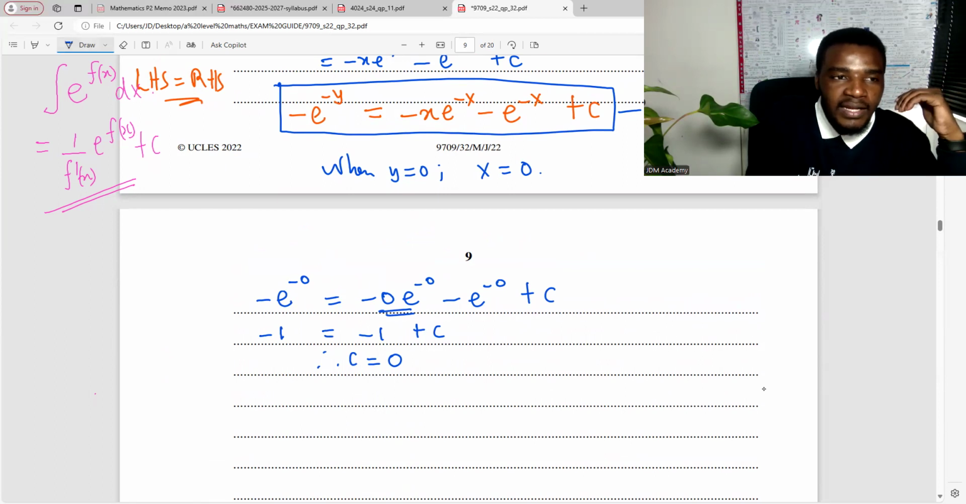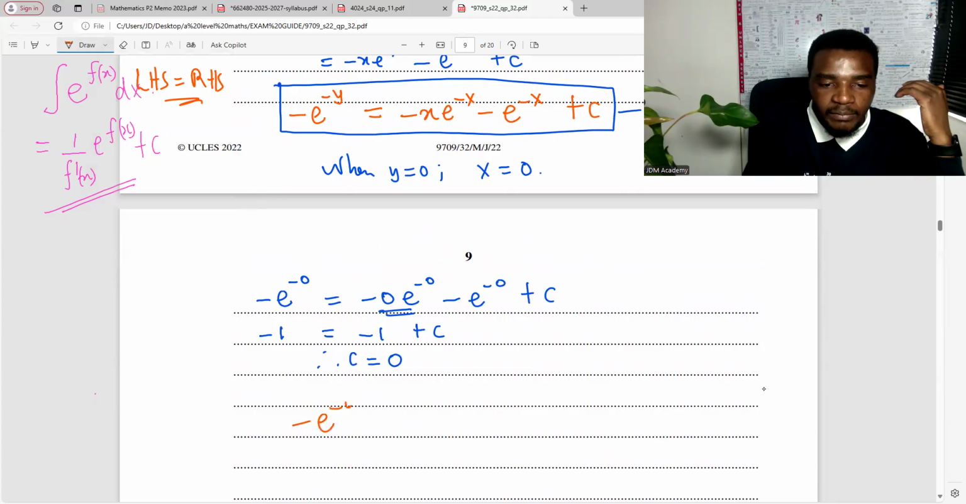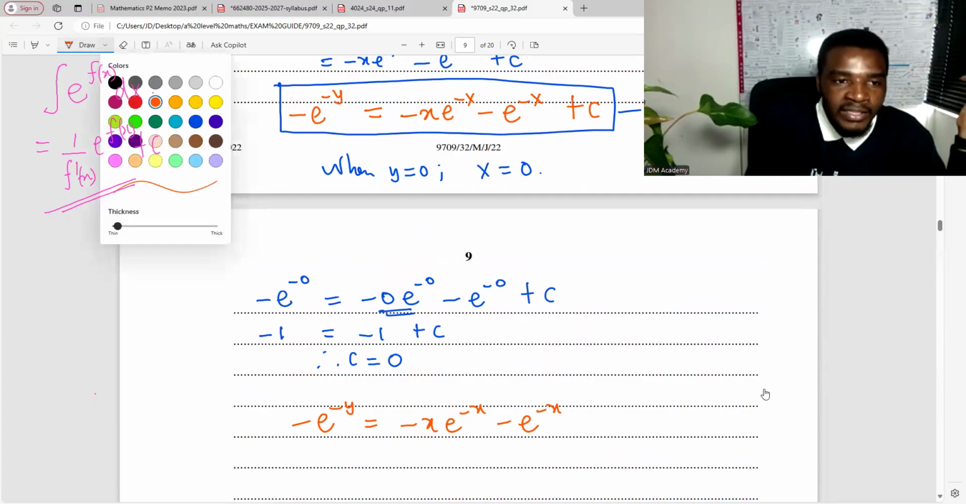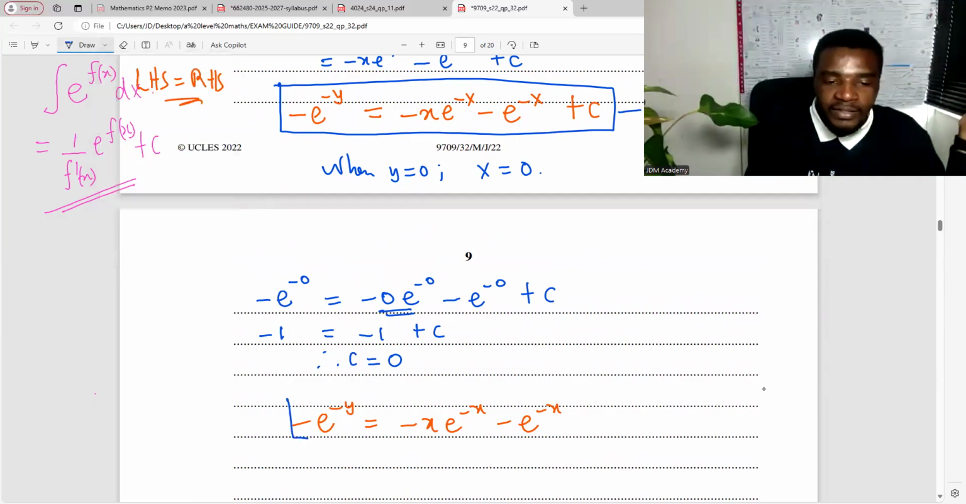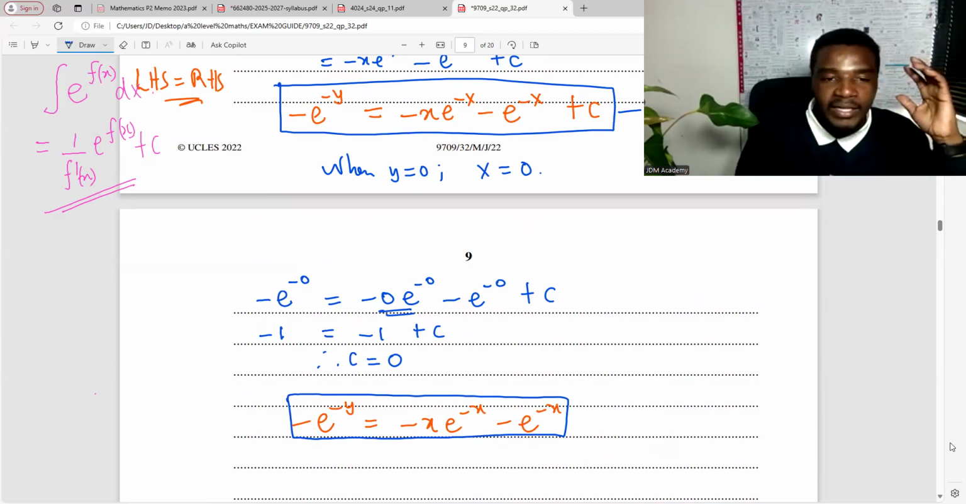So the final answer now will be minus e to the power of minus y is equivalent to minus x times e to the power of minus x minus e to the power of minus x plus 0. No need for us to write it because the solution is just 0. We say plus 0 and not writing is the same thing. So yes, this is our solution.